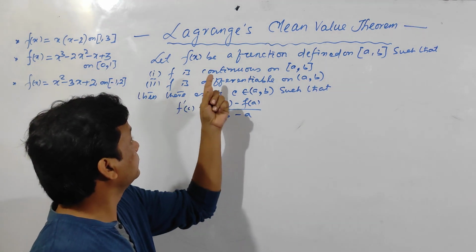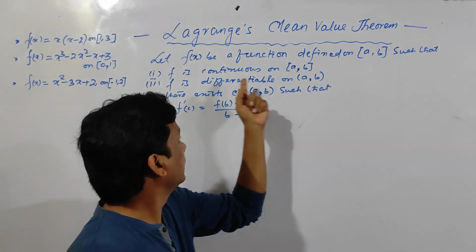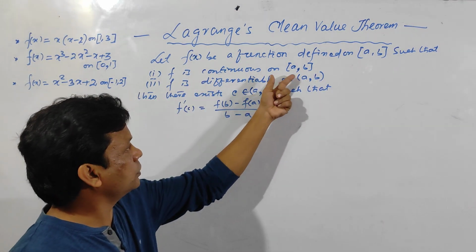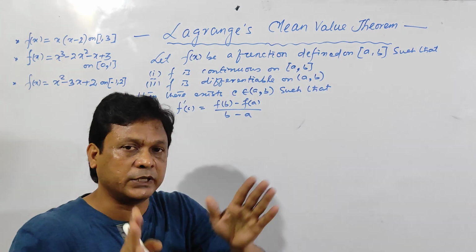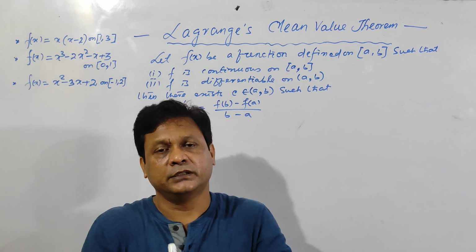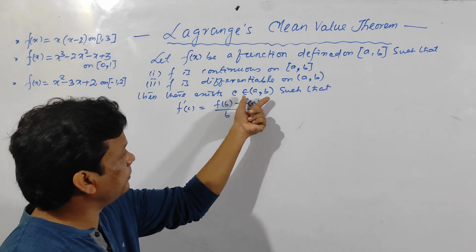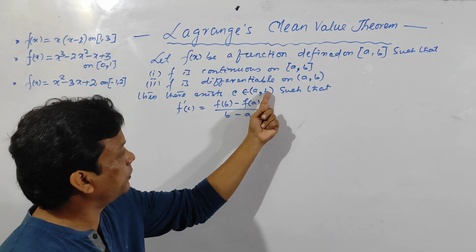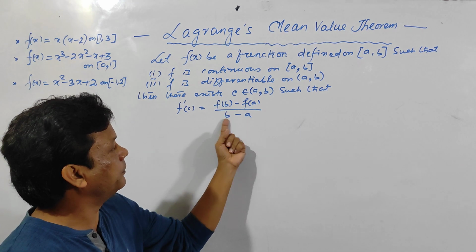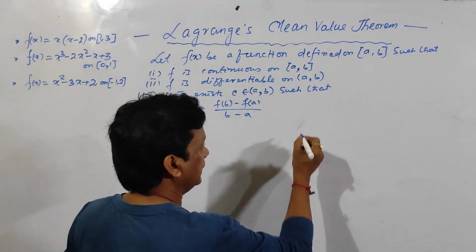See here. Let f be a function defined on the closed interval [a, b], same condition. It is continuous on the closed interval [a, b] and differentiable on the open interval (a, b). The first two conditions are the same as in Rolle's theorem. Then there exists a real number c in the open interval (a, b) so that f'(c) is equal to (f(b) minus f(a)) divided by (b minus a). What is the geometrical interpretation of this theorem? Let us see here.